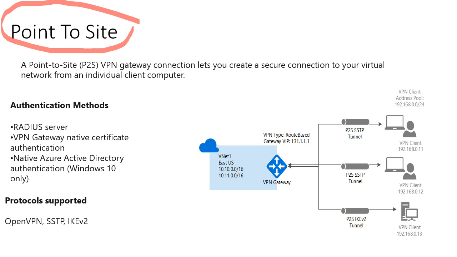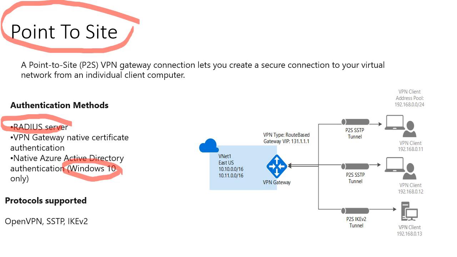And following are the requirements for P2S connection. It works only with a route based VPN gateway, and there are different authentication mechanisms. There is a RADIUS server. You can do VPN gateway native certificate authentication, or native Azure Active Directory authentication that supports only Windows 10, since it's Azure Active Directory. But the other ones should be supported on other devices as well.